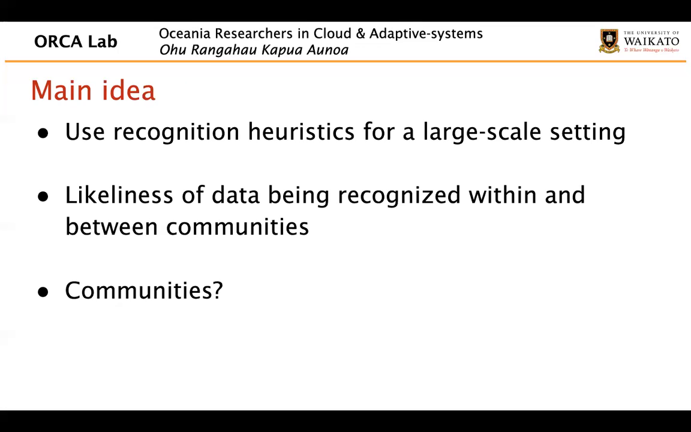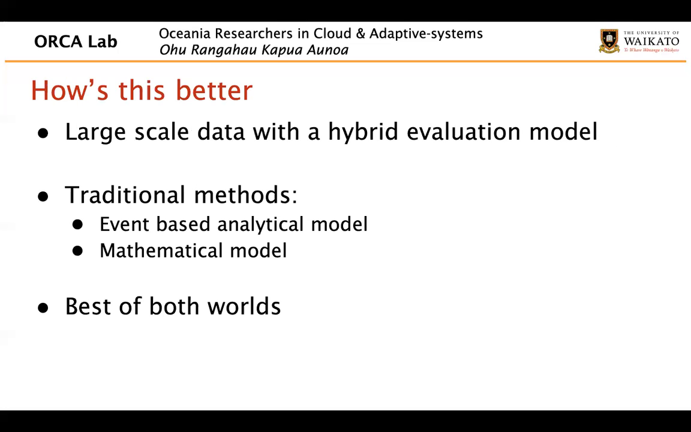The idea is to obtain relevant data from a node in a topic that it knows it is interested in. These topics are called channels, and nodes subscribe to both data and channels from other nodes within and between communities. While other solutions have existed similar to this, this is the first of its kind with large-scale data using a hybrid evaluation model.